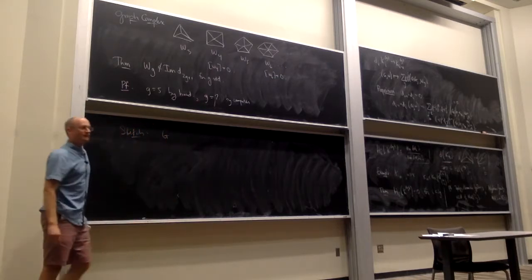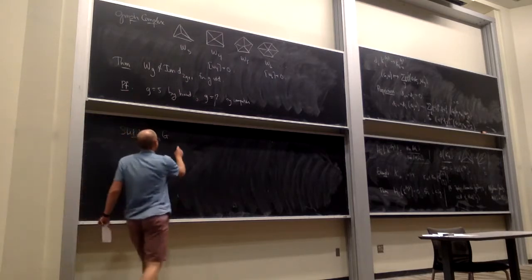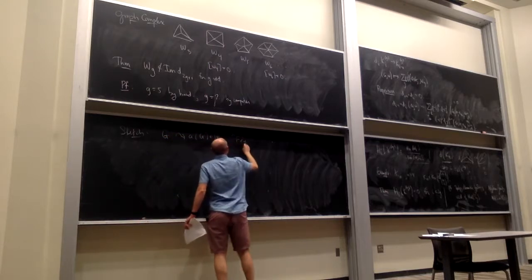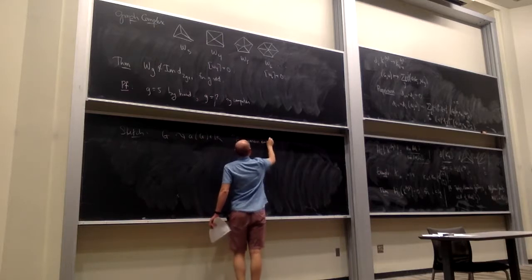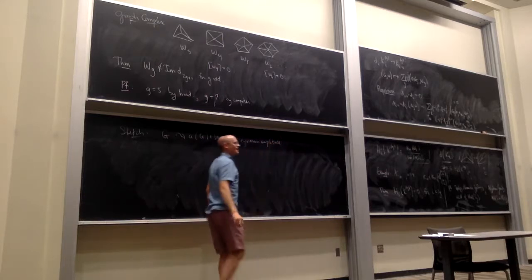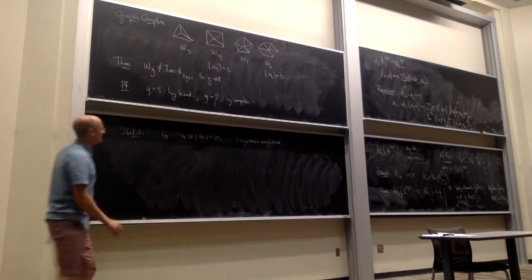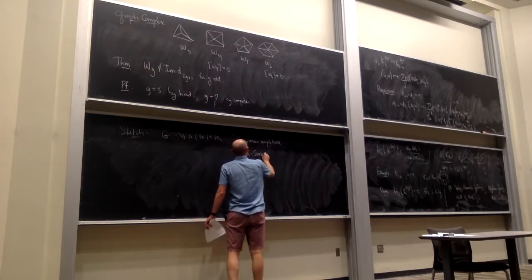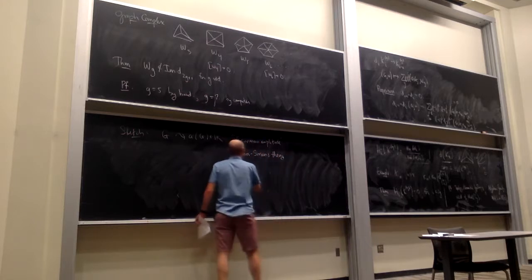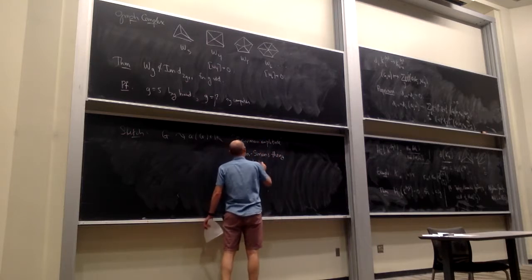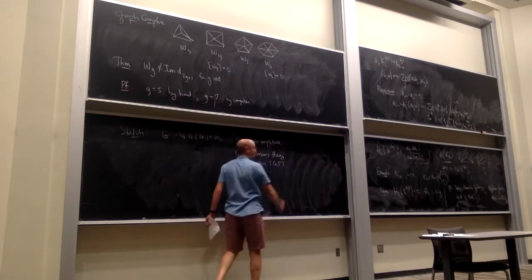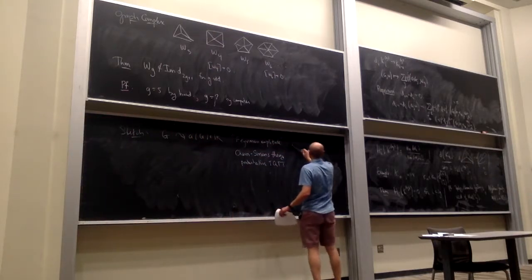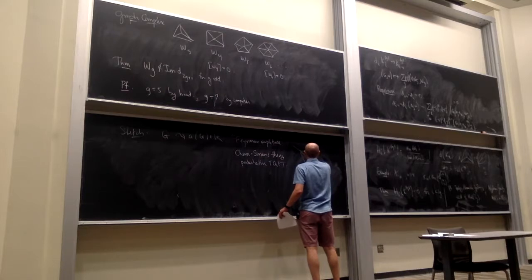So given a graph, there is a way of associating a number. So it's a of g, and this is a real number. And this number is called the Feynman amplitude. So this is the contribution of this graph to some particle interactions in three-dimensional Chern-Simons theory. So this is a perturbative topological quantum field theory. So what you're supposed to think is that there's some model of particle interactions in which graphs show up.